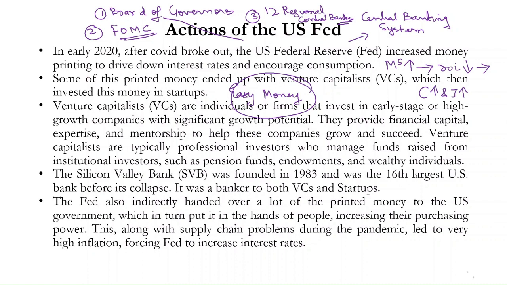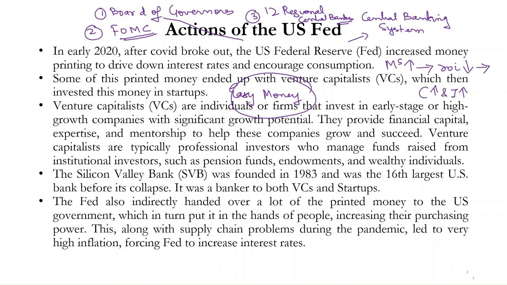The Fed also indirectly handed over a lot of printed money to the US government, which in turn put it in the hands of people, increasing their purchasing power. The objective was to increase demand by giving more money in the hands of the people. Now, the issue was that the COVID-19 pandemic also led to a disruption in supply chains because of the lockdowns.